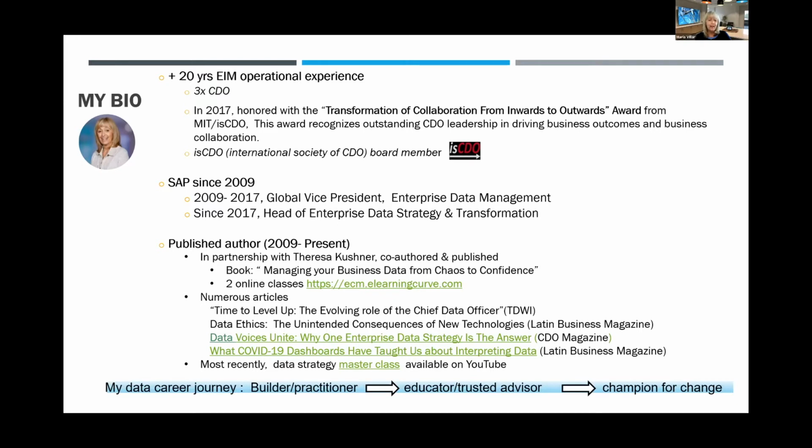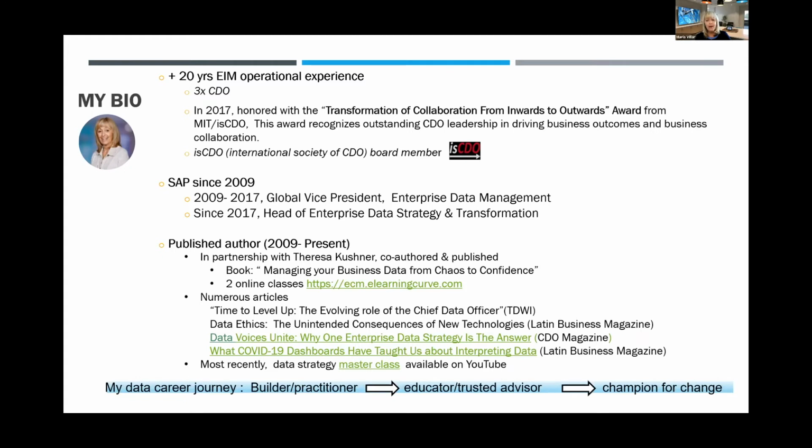And as a result, going back to the second bullet on my experiences, I was honored in 2017 by an award from my peers, both MIT and the ISCDO working together. They had some awards that year, and the category of transforming collaboration from inward to outward was the award that I was recognized for.